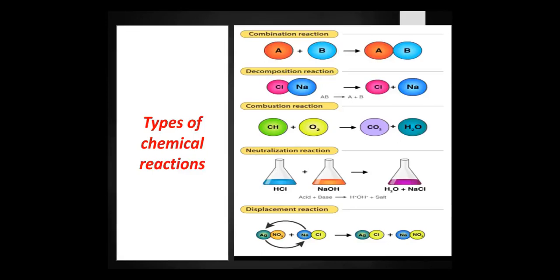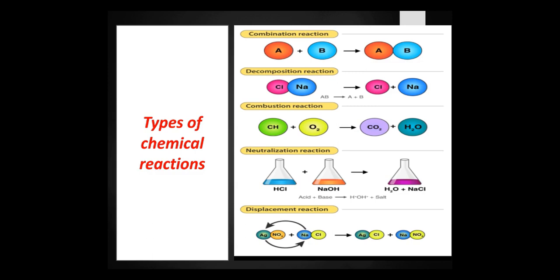So, in my previous class, I explained to you about chemical changes and chemical reactions and gave you some examples about chemical reactions. In that, we have seen that there are different types of chemical reactions. So, today I am going to give you a detailed description about the types of chemical reactions.